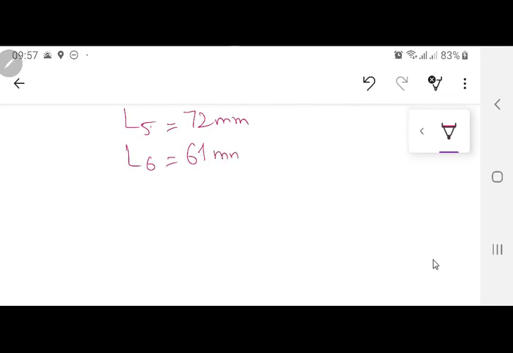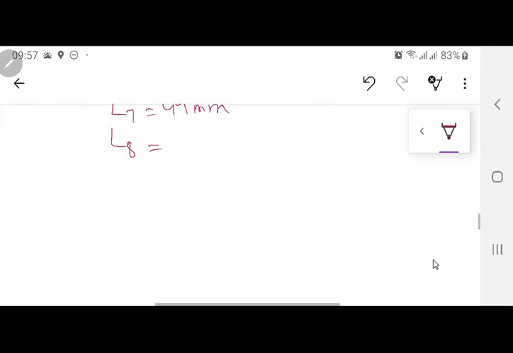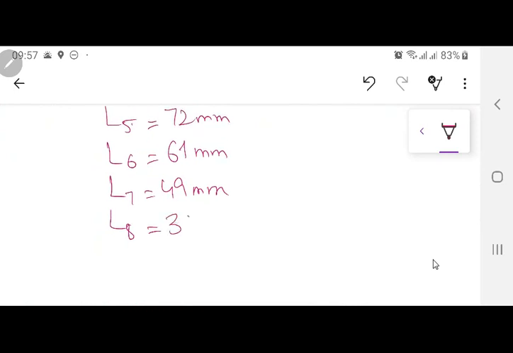61 mm, 49 mm, L8 was 38, 27, 38 mm, 27 mm, L10 is equal to 16.4 mm.